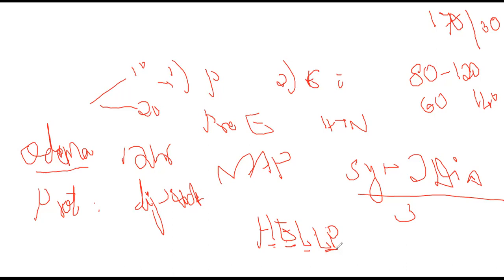Next condition is antepartum hemorrhage. That's also important here. Antepartum hemorrhage is bleeding from the 28th week to the birth of the baby. The first antepartum hemorrhage condition is placenta previa. You know what placenta previa is, right? Placenta previa is nothing but a low-lying placenta.